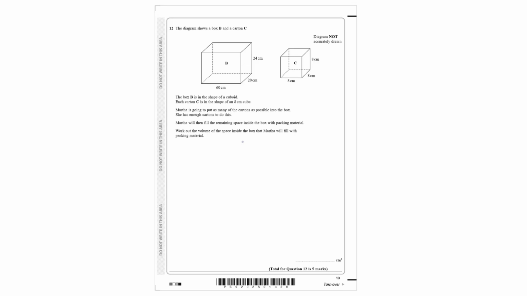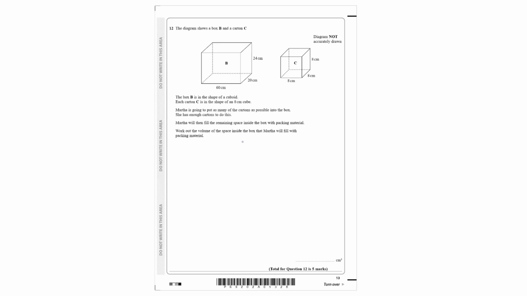The diagram shows a box B and a carton C. The box B is in the shape of a cuboid, while the carton C is in the shape of an 8 by 8 by 8 centimeter cube. Martha is going to put as many cartons as possible into the box, considering she has enough cartons to do this. Martha would then fill the remaining space inside the box with packing material. Work out the volume of space inside the box that Martha will fill in with packing material.